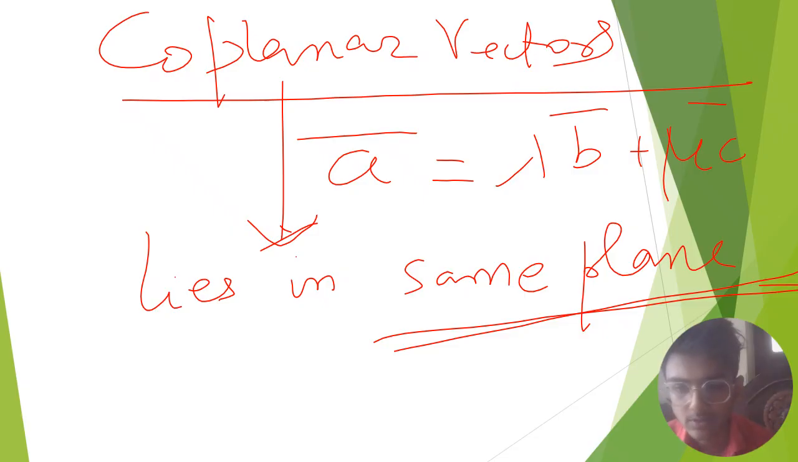Now we will discuss about product of vectors. So talking with the dot product. Dot product of vectors.